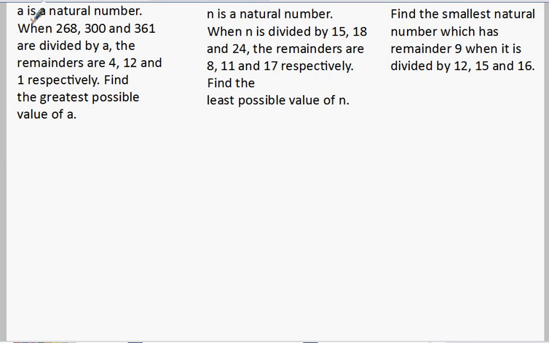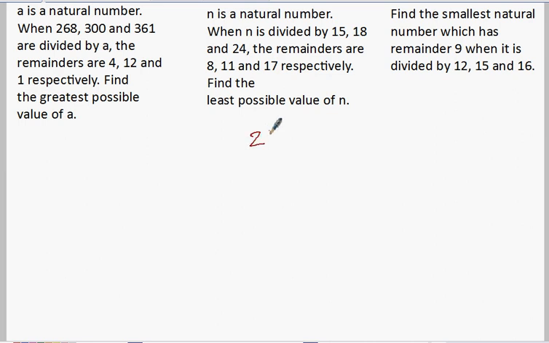There is a number which divides the big ones like these. When you divide 268 by 8, the remainder is 4. 300 by 8, the remainder is 12. Then 361 by 8, the remainder is 1. So you all should know the process, how to convert it.